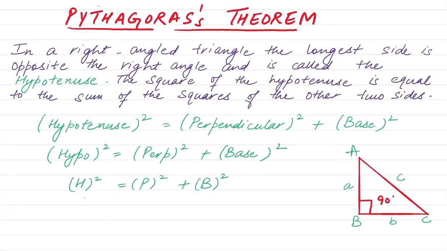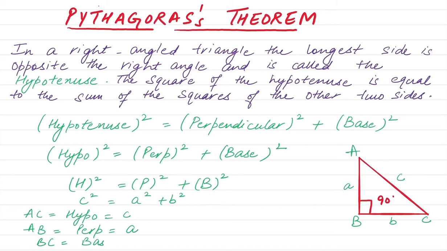Now, we can write this as c square, which is the hypotenuse, AC is the longest side, is equal to a square, which is perpendicular, plus b square, which is base. So AC is the hypotenuse, which is equal to c. We have taken the length of this side AC as c. AB is the perpendicular side of this right angle triangle, and we have assumed small a to be the length of this, and BC is the base, which is equal to small b. So we have assumed that.